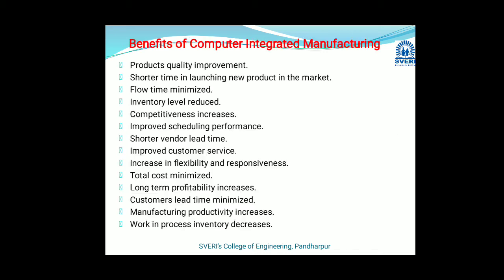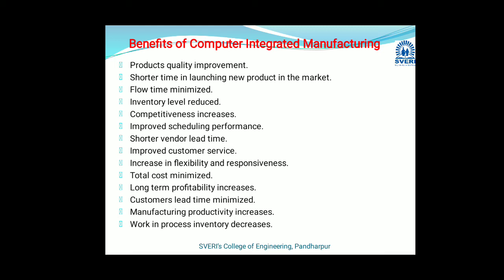Okay, so we will see the next point, that is the advantages of computer integrated manufacturing. The first is product quality improvement. By integrating various departments into a single system, that is computer integrated manufacturing, we will get more accuracy and more quality products. So we will improve product quality and have shorter time in launching new products in the market, because we are integrating all the departments. That's why we reduce the time for launching any product in the market.